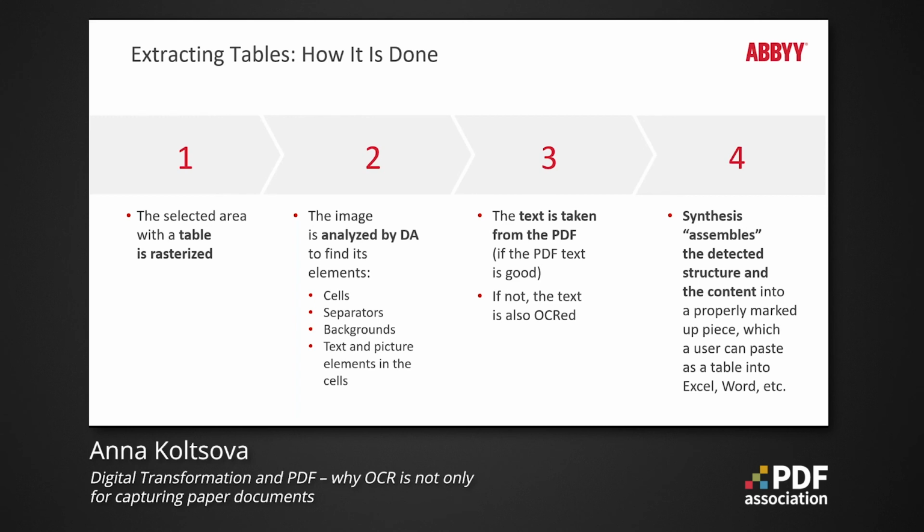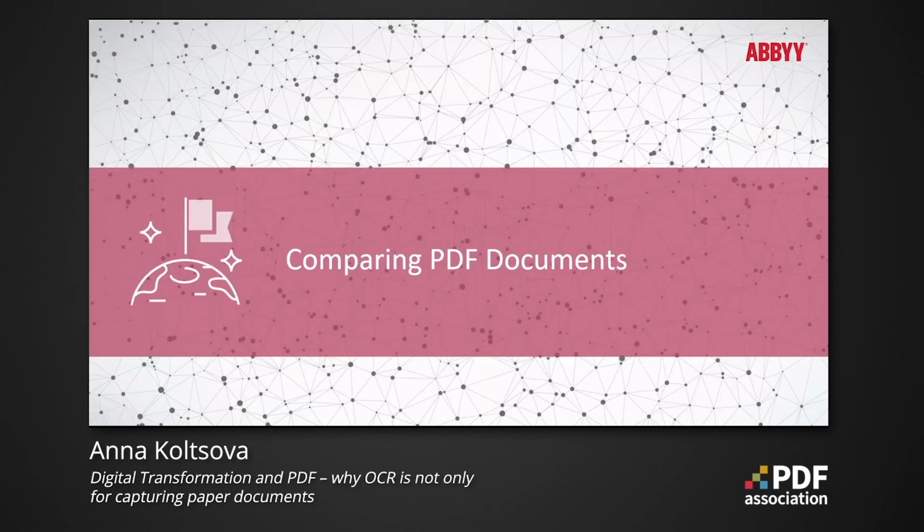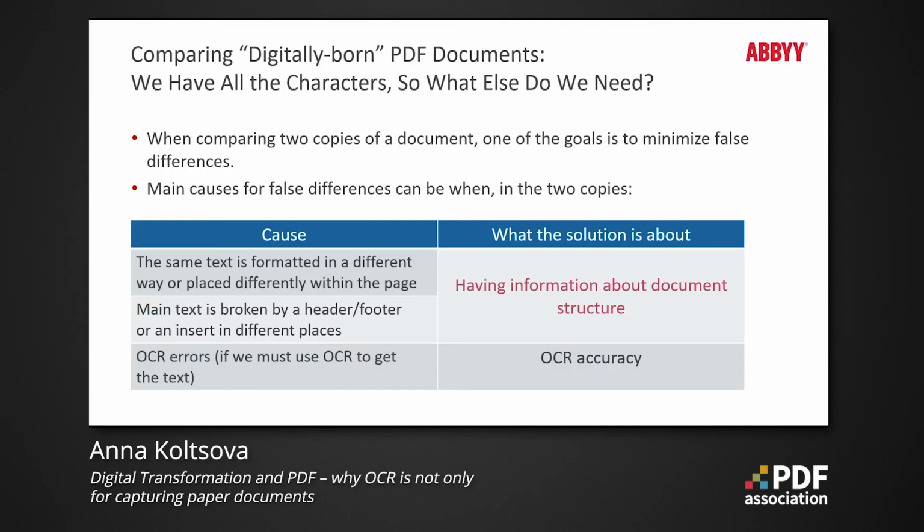The third case for today is when OCR helps to compare digital PDFs more accurately. When it comes to comparing digital PDFs, once again one may ask: we have all the characters inside the PDF. What else do we need to have the PDFs compared successfully? Let's clarify that. In general, when comparing two copies of a document in any format, not only PDF, one of the goals is to minimize false differences. The other is not to miss any of the actual differences between the two texts.